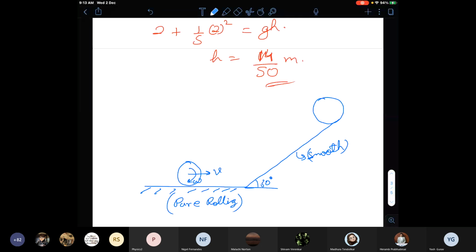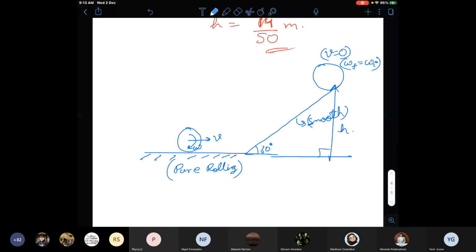it is going to lose its translatory kinetic energy. It is understandable that as an object goes up, its velocity decreases. So velocity will become zero, but final angular velocity will remain the same as initial angular velocity. That won't change. If that is not changing and you want to find this height, we will again apply conservation of energy, no doubt in that.